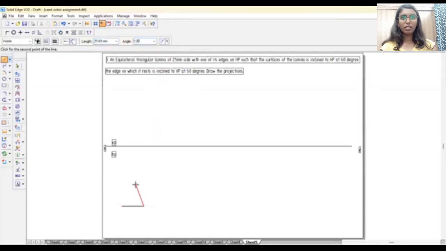Then go to line. Draw a reference line from the 15 mm to XY line. Now go to text option. Name the above line as A.